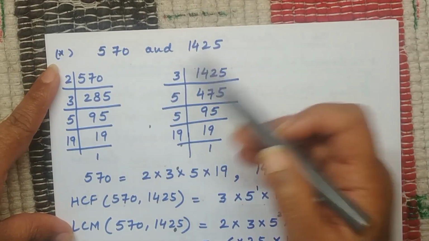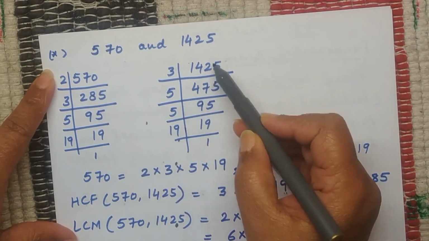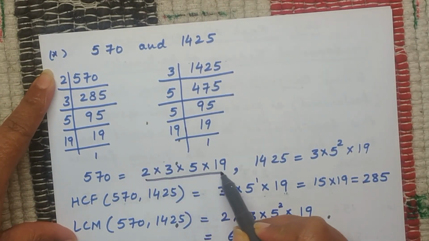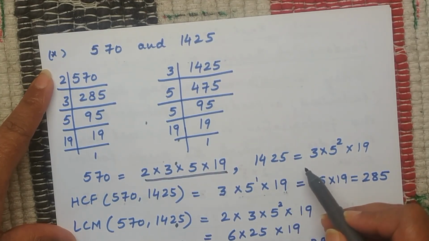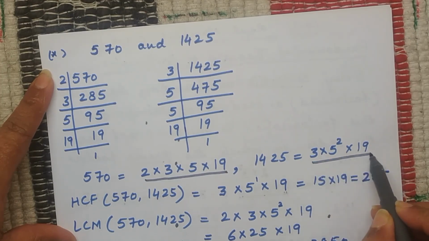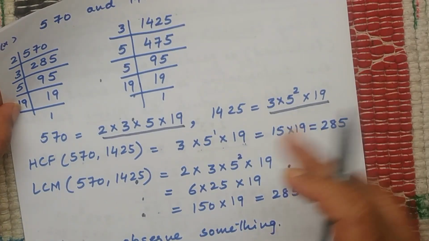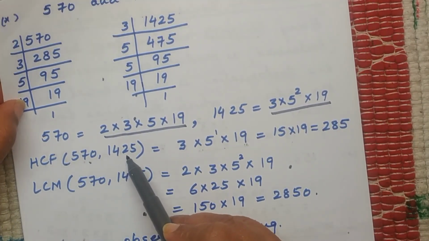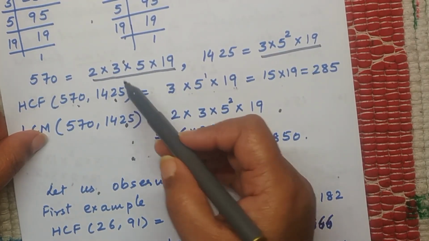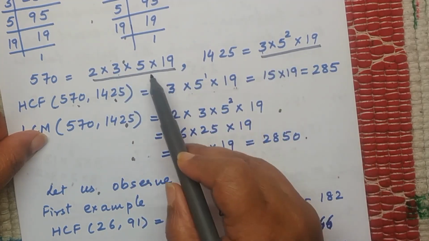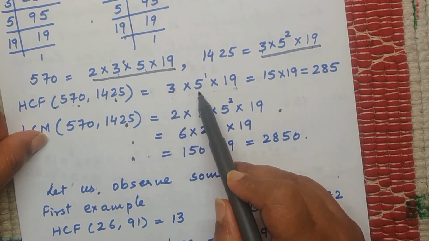So first I expressed 570 into prime factors. The prime factorization comes out to be 2 into 3 into 5 into 19. 1425, the prime factorization comes out to be 3 into 5 square into 19. Now, HCF of 570 and 1425, if we find out. In HCF, we write down the common factors. Common factors here are 3, 5 and 19.